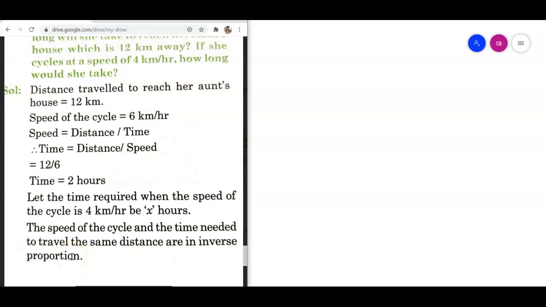If you reduce your speed, you will take a longer time. If you increase your speed, you will take a lesser time. So if this kind of situation is there, this is an inverse proportion. So here you can say they are in inverse proportion. The speed of the cycle and the time needed to travel the same distance are in inverse proportion. So let us see how we can solve it.